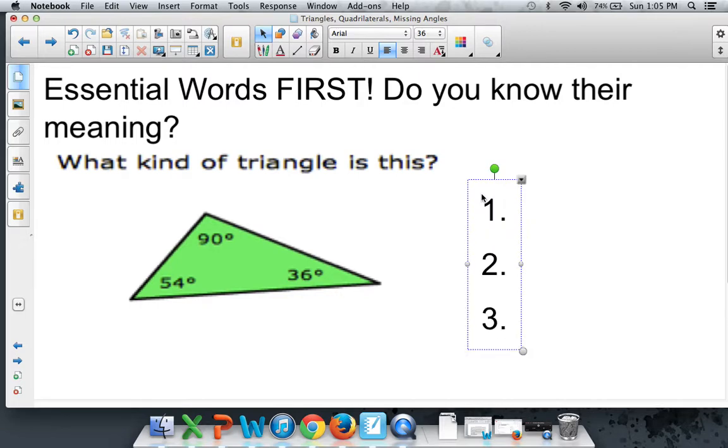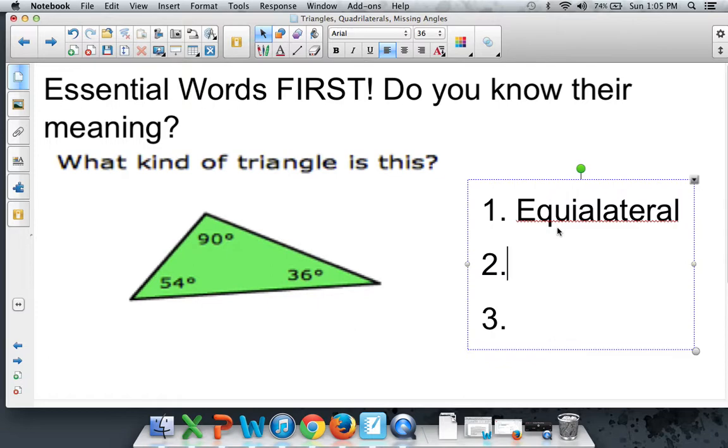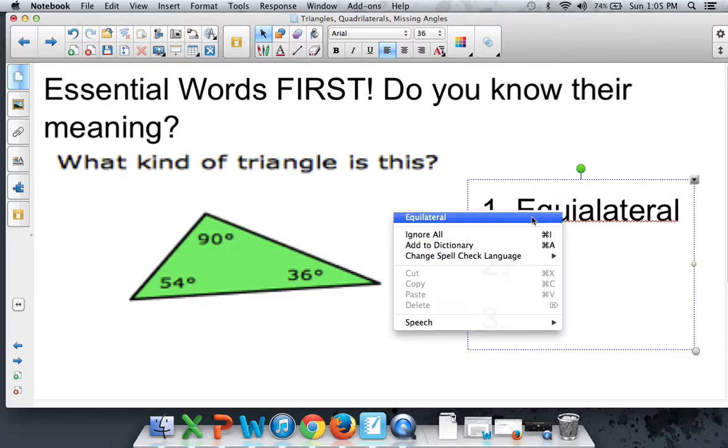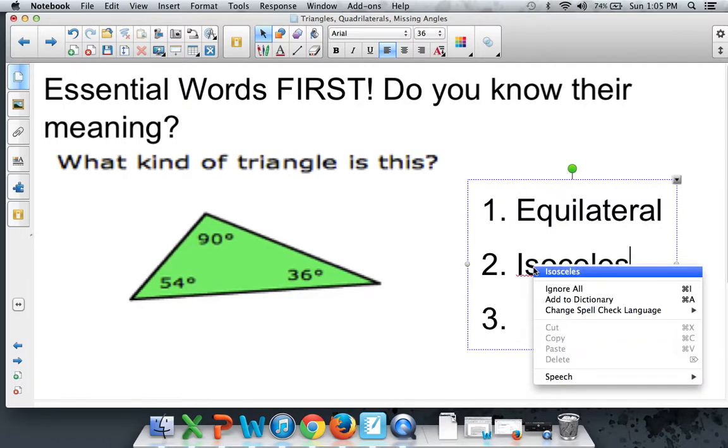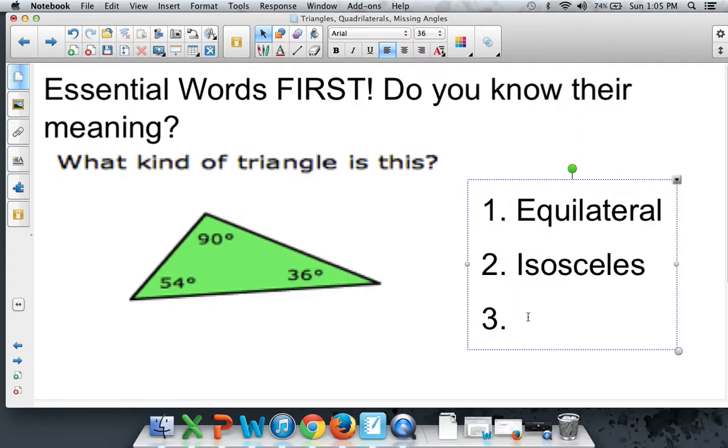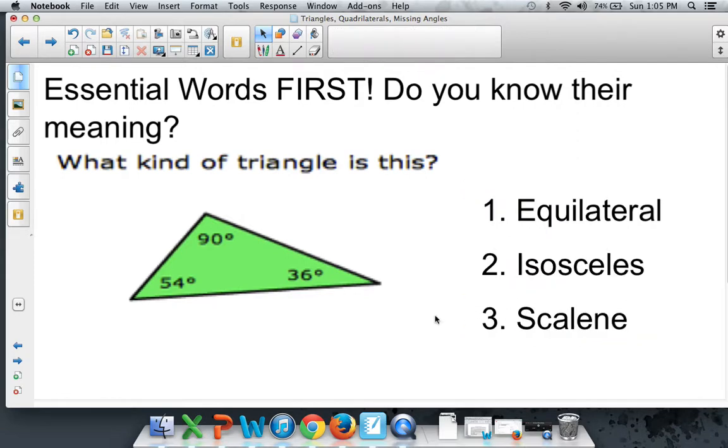And one was an equilateral triangle, where 3 sides or 3 angles were all the same. I'm a terrible speller, but that's okay. Yep, I should have left out that A, huh? There's also isosceles. I'm sure I spelled that wrong too, so let me just spell check that. Okay. And then there's the one I always spell right. Yeah, scalene. Hopefully you remember the difference between them.